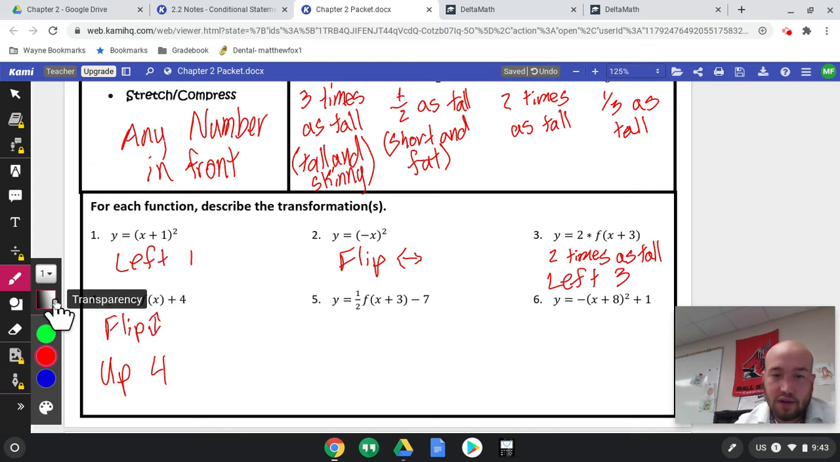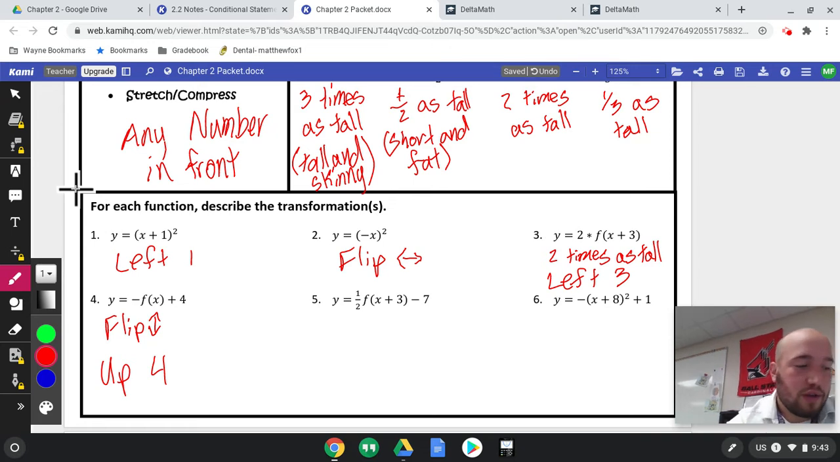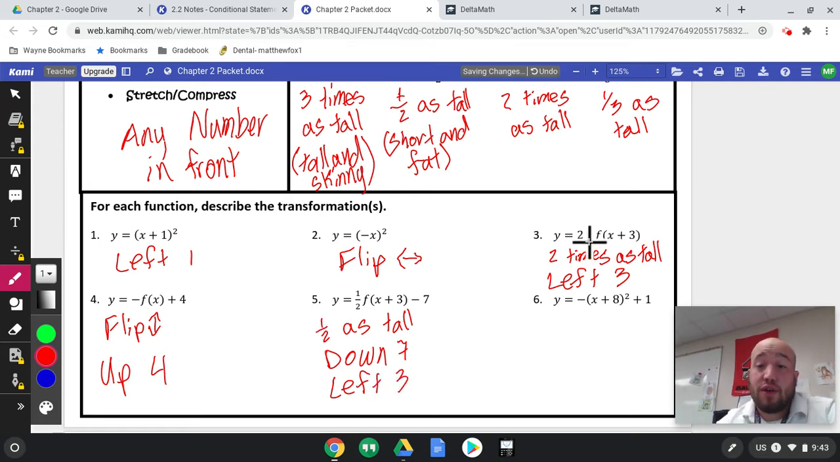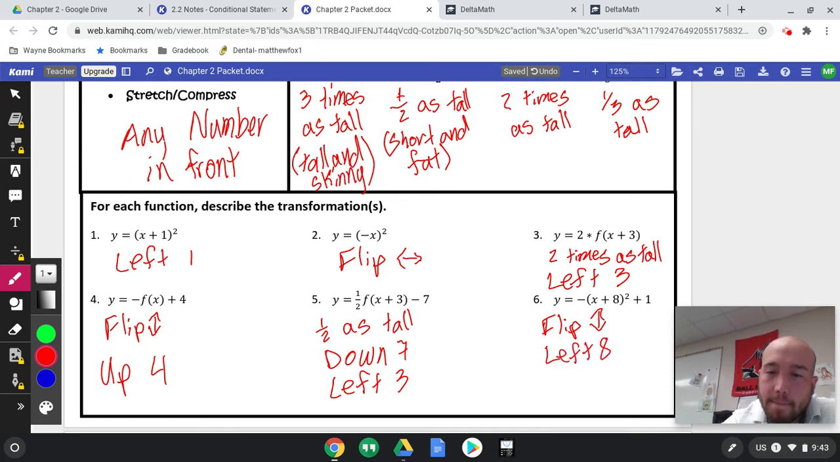Okay, so now for our next one, it's going to be half as tall. It's going to be down 7 because of the negative 7 at the end. And it's going to be left 3. All right, our final one also has 3 things happening. It's going to be flipping up and down. Then it's going to be left 8 and up 1.